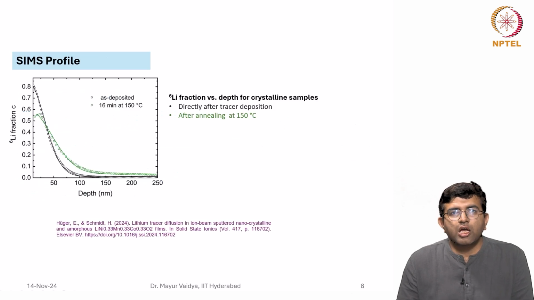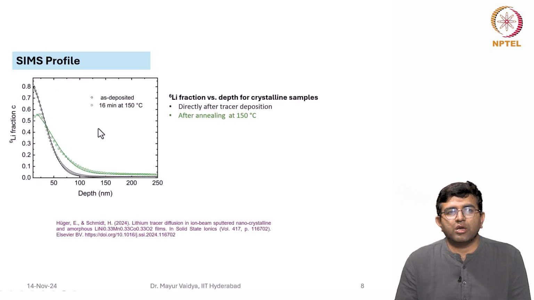So this is an example of a SIMS profile which is taken from this particular paper, where the lithium fraction versus depth is measured for the crystalline samples. You can see that it follows a Gaussian behavior. This was the profile obtained for the as deposited sample. After the diffusion for 16 minutes at 150 degree centigrade, the profile changes like this.